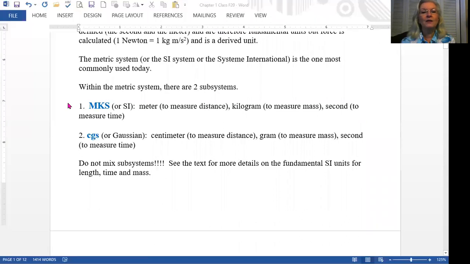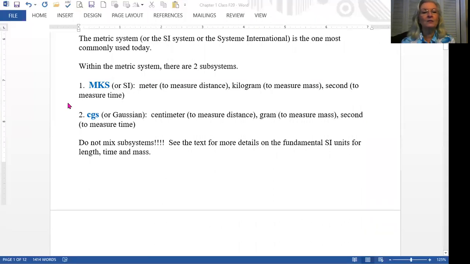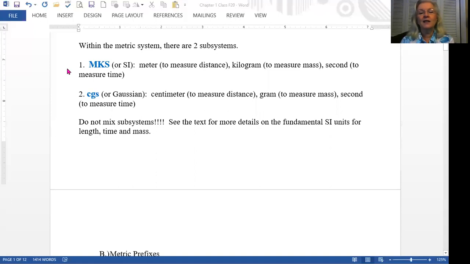So within the metric system, we have two subsystems. You have the MKS and the CGS. MKS is another name for the metric system or the SI system. Distance is measured in meters, mass is in kilograms, and time is in seconds. In the CGS system, which is sometimes called the Gaussian system, distance is in centimeters, mass is in grams, and time is in seconds. They tried to group small units together with these two systems.